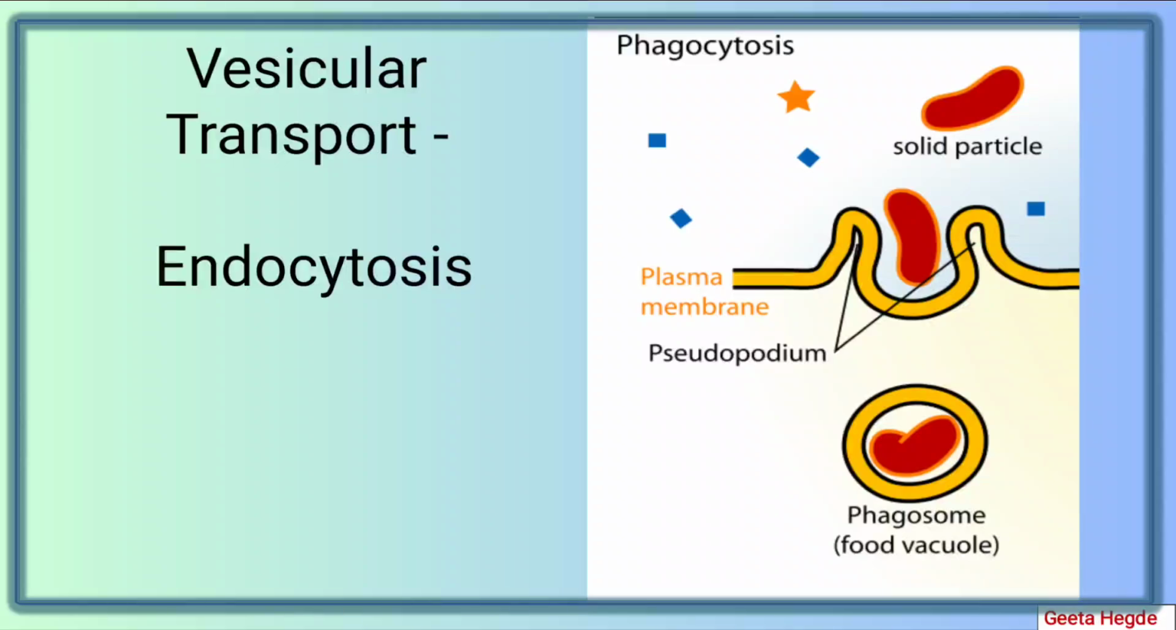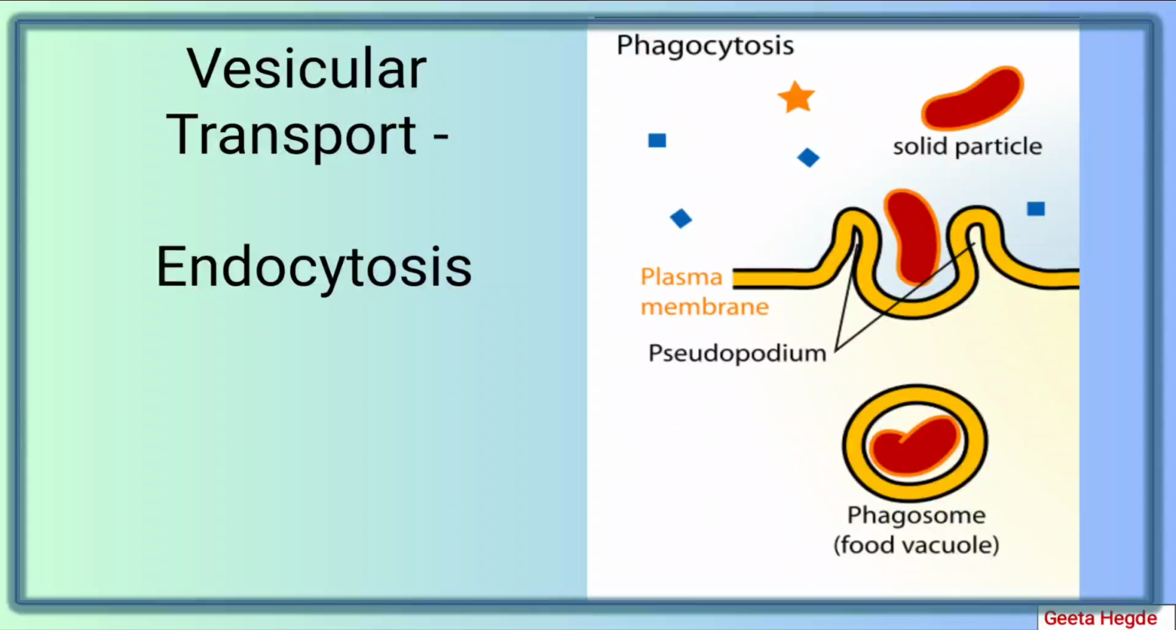Now if this membrane bound sac helps in moving the substance inside, it will be known as endocytosis. If it is moving the substance outside, it will be known as exocytosis. Okay, so endocytosis again is of three types: phagocytosis, pinocytosis and receptor mediated endocytosis.